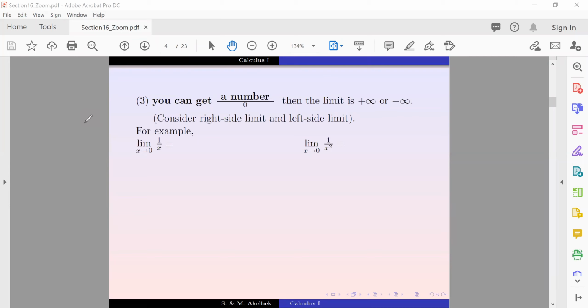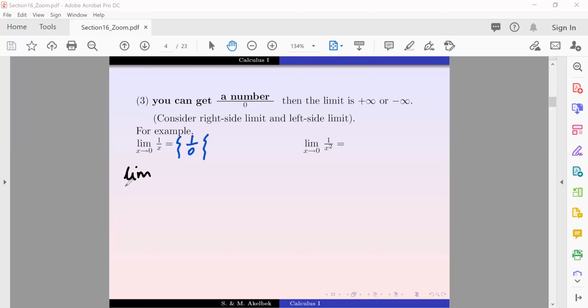I start the limits the same way as before. I take the number and substitute, and I'm getting 1 over 0. If I get 1 over 0, you can indicate this in curly brackets, though it's not necessary in this case because you can see it. So in that case, I do need to consider the left side limit and the right side limit.